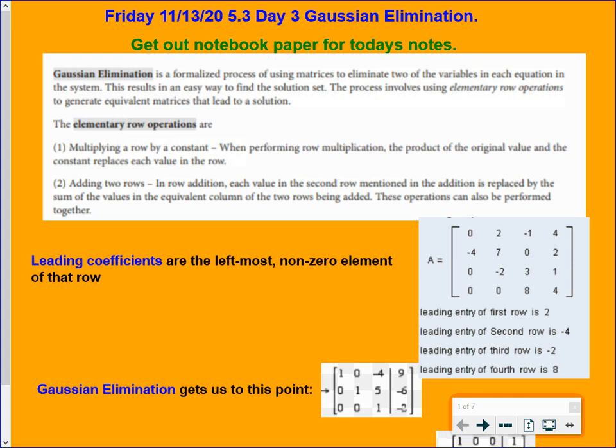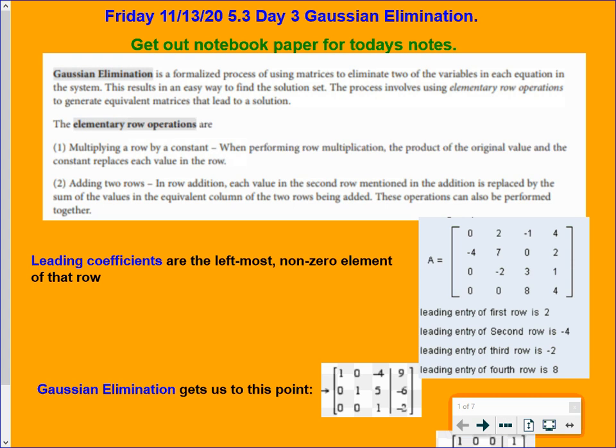Today we're going to be going over Gaussian elimination. Or in other words, we're going to be going over how to solve a matrix or solve a system of equations with a matrix. So Gaussian elimination is a formalized process of using matrices to eliminate two of the variables in each equation in the system. This results in an easy way to find the solution set. The process involves using elementary row operations to generate equivalent matrices that lead to a solution.